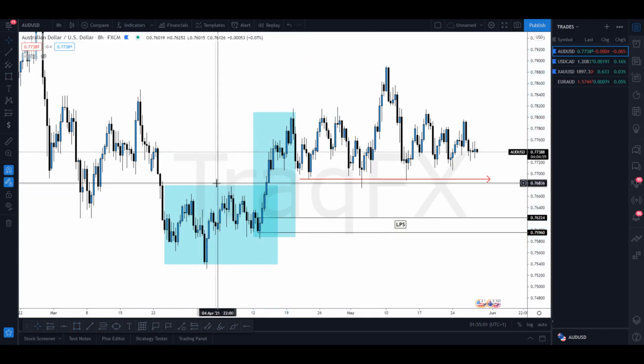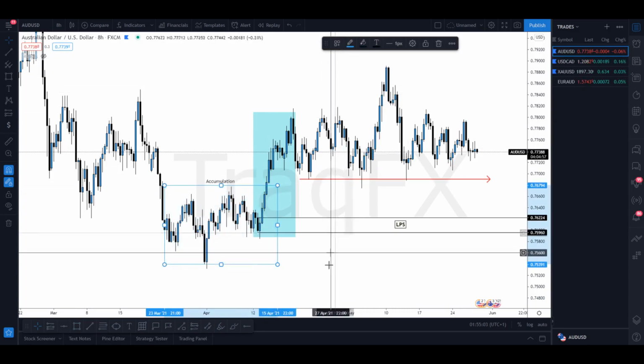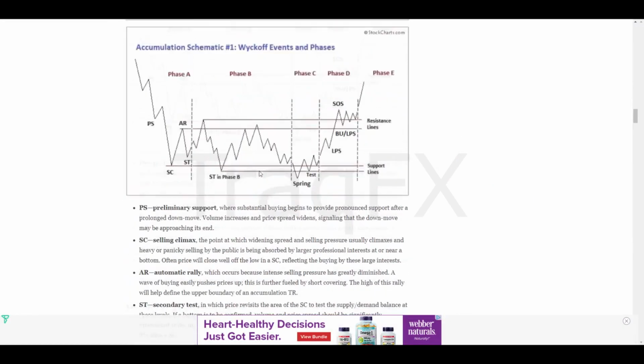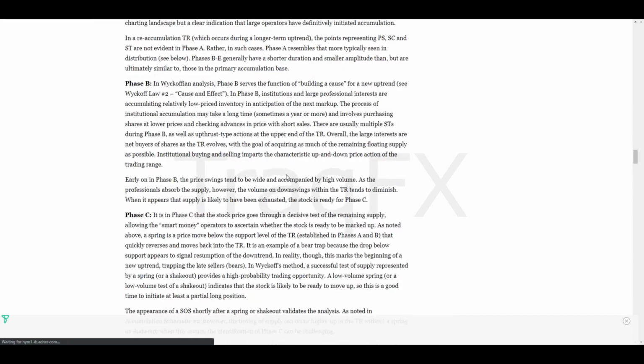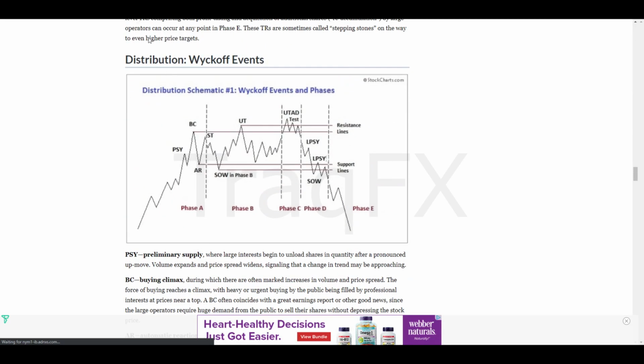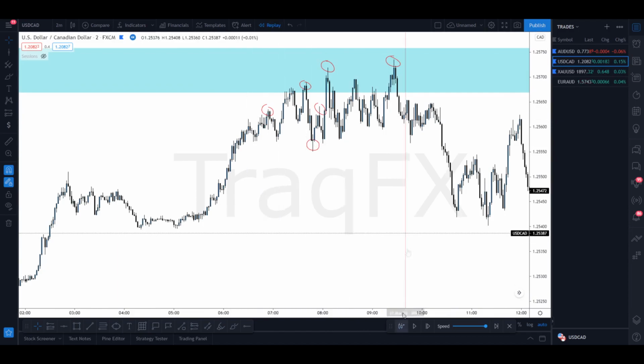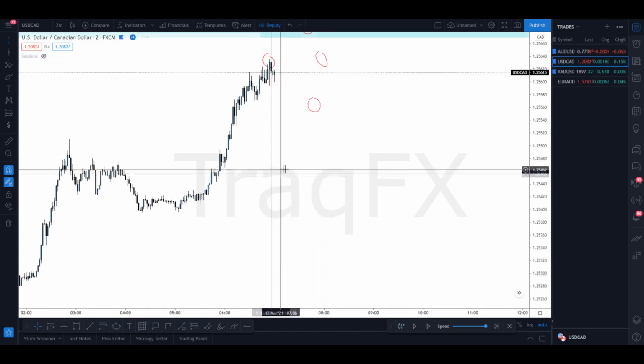My bad, let me just quickly move this. And this as our accumulation schematic. So basically, I hope that was a good understanding of accumulation schematic. I'll show you guys a perfect example of a distribution now before we get to finishing this video. So USDCAD distribution, let's see what we have here.